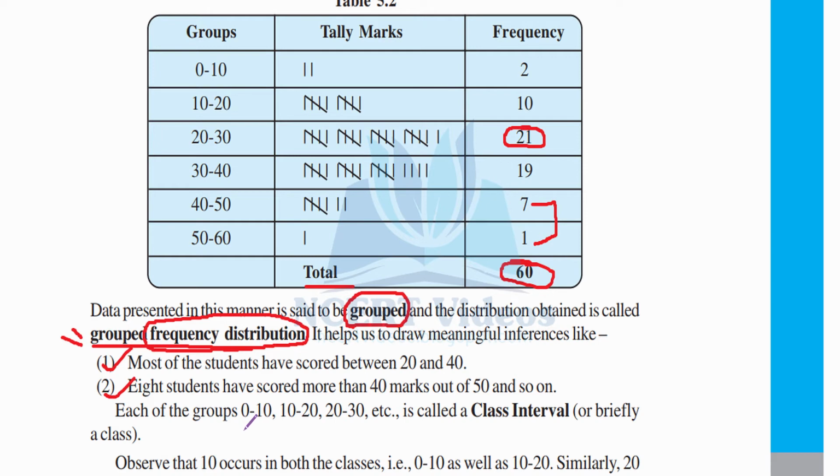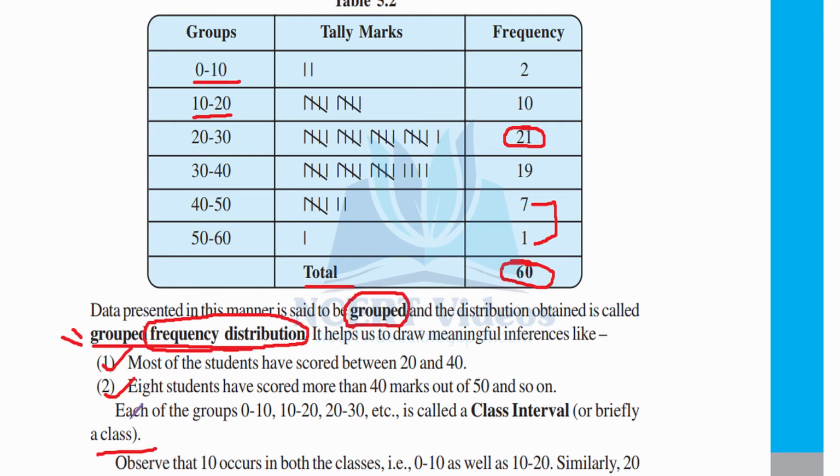Each of the groups 0 to 10, 10 to 20, 20 to 30 is called a class interval. So these classifications are termed class intervals. 0 to 10 is one class interval. Then we have 10 to 20, another class interval. So in total we have 1, 2, 3, 4, 5, 6 class intervals. Or in short, you can just call it a class.